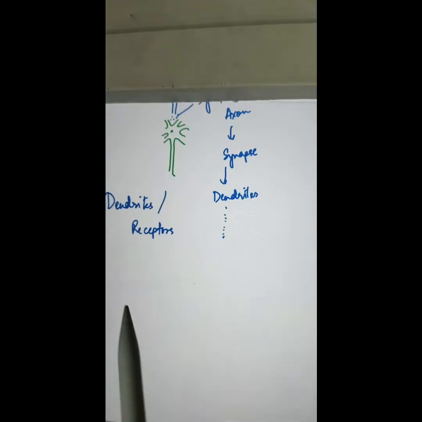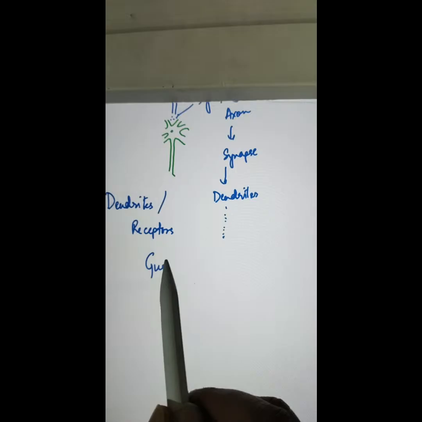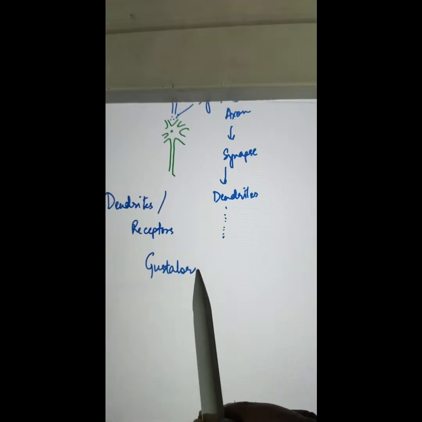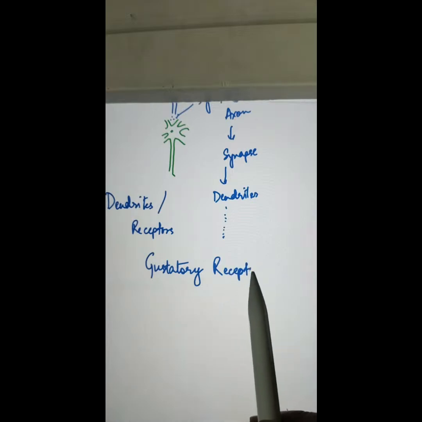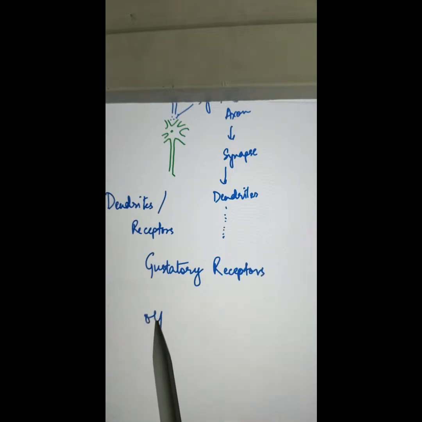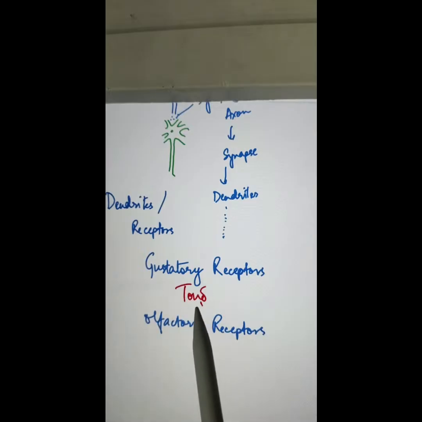There are two receptors which are being mentioned. So these are gustatory receptors. Many a times the question in the board examination has been asked on this. Gustatory receptors and the olfactory receptors. So receptors, as I told, is another name of the dendrites only. So gustatory receptors are present in the tongue and olfactory receptors are present in our nose.